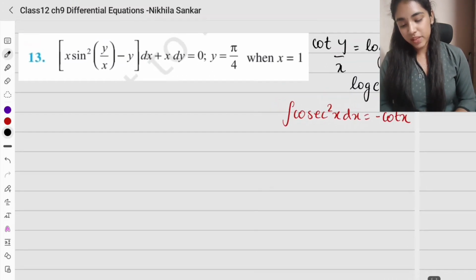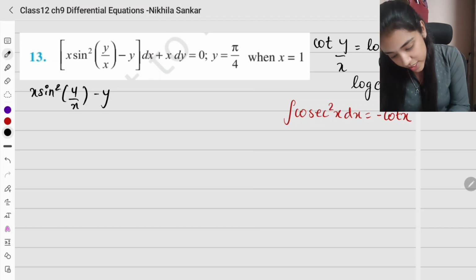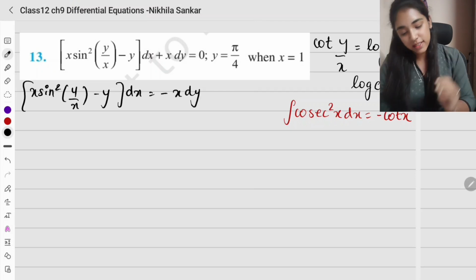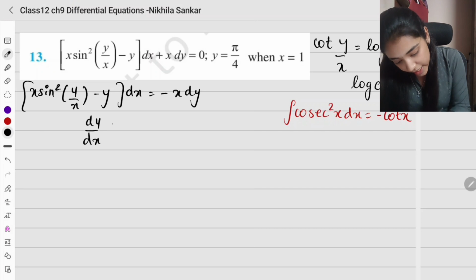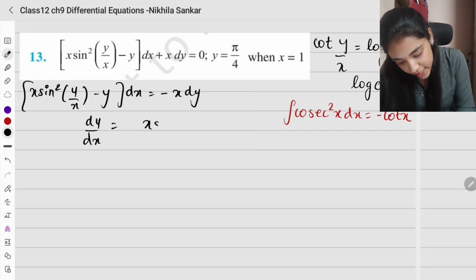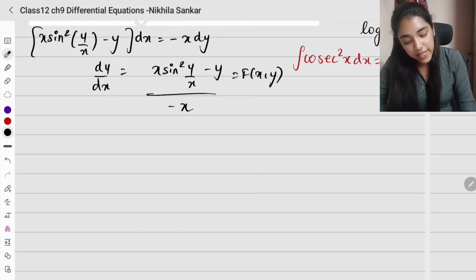Question number 13. Again, dy to one side and dx to the other side. So I have x sin square (y by x) minus y the whole dx equals minus x dy. Taking dy to the other side. Okay, now dy by dx equals x sin square (y by x) minus y the whole divided by minus x. So this is going to be my function f of x y.